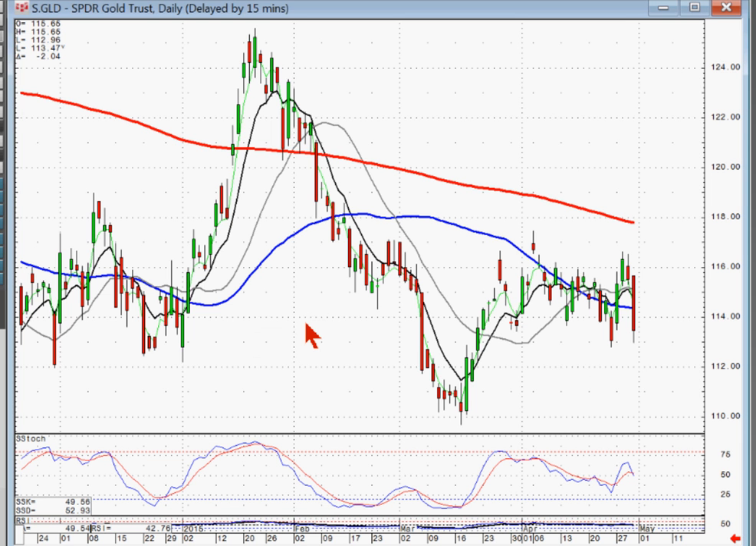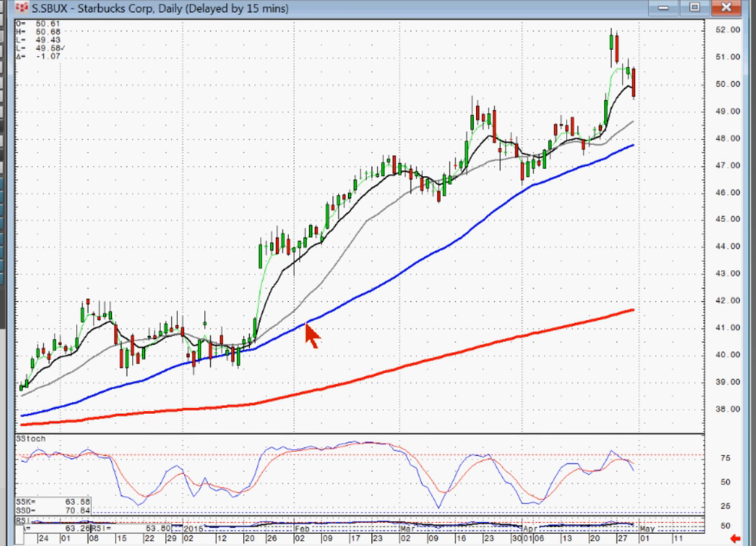Okay, two more and we'll call it a night. Starbucks. Starbucks, you should have closed it out today because it closed below the T-line. If you own it, it has to open positive and trade positive.